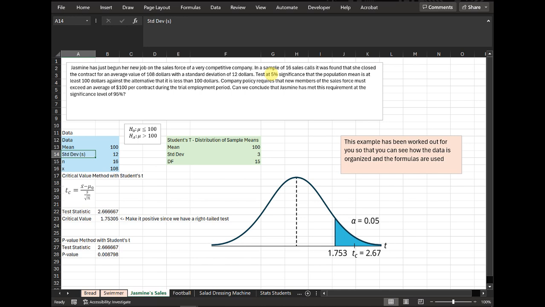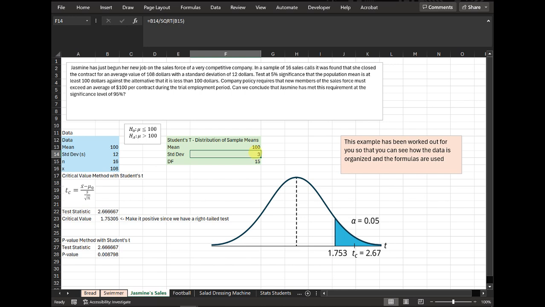And this is very important because we have an N of 16 and then Jasmine's mean, the data that we're working with, so our X will be 108. So here's the data that we're working with. But what's really important is that we have a standard deviation that is S and an N of 16, which means that we need to use Student's t. And I want to talk about here how to use Student's t with both the critical value method versus the p-value method.